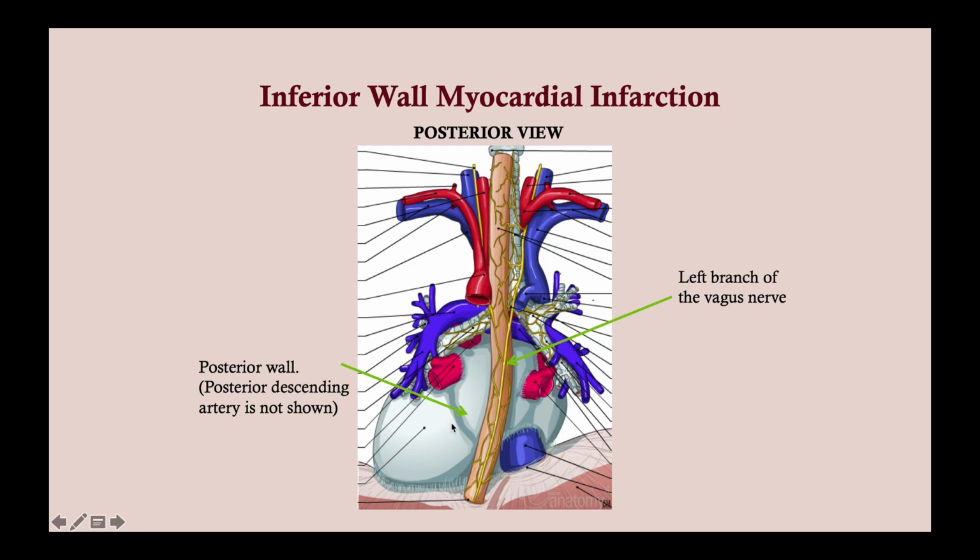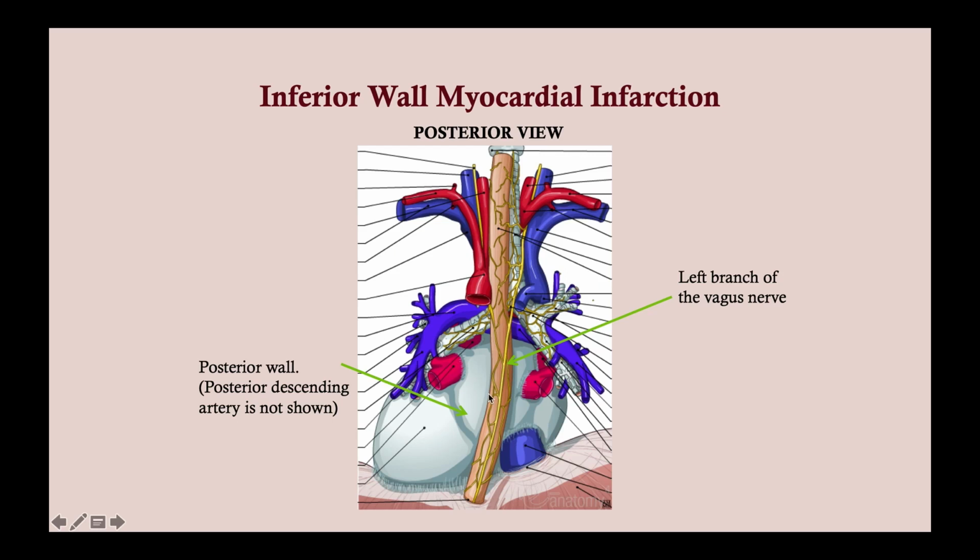So when you get a posterior wall MI, you get hypoxia and you get irritation of the pericardium that surrounds it. And because the left branch of the vagus nerve, it's not exactly in this location, it should actually be on the anterior side of the esophagus.